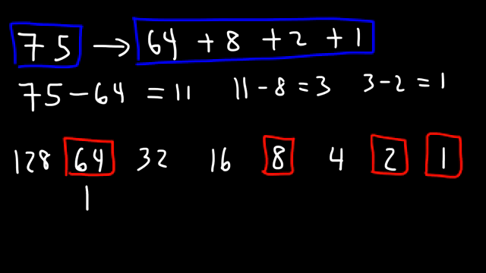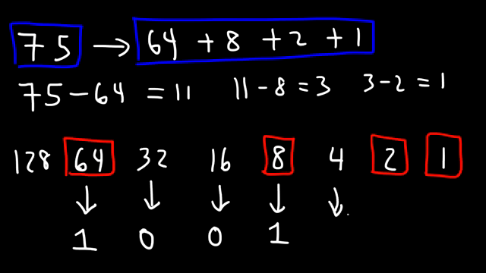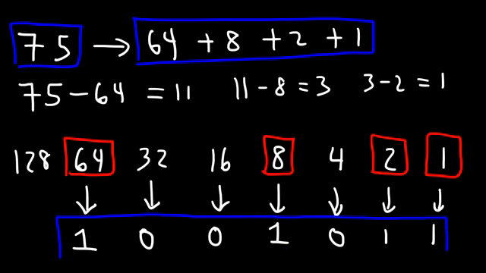So because we have a 64, we're going to put a 1. We don't have a 32, so let's write a 0. We don't have a 16. We do have an 8, so let's put a 1. We do not have a 4, so let's put a 0. But we do have a 2 and a 1. So 75 is equal to 1001011. And so that's one simple way in which you can convert a decimal number into a binary number.